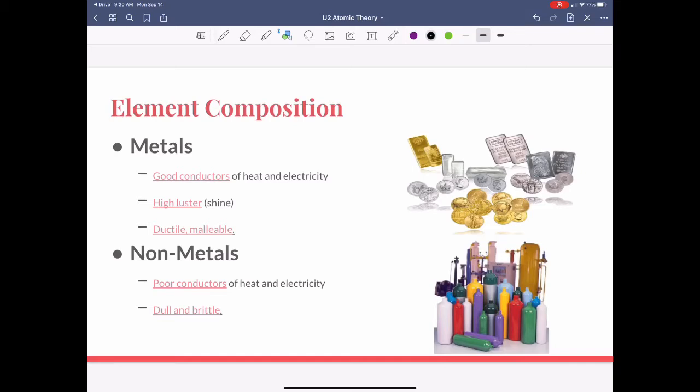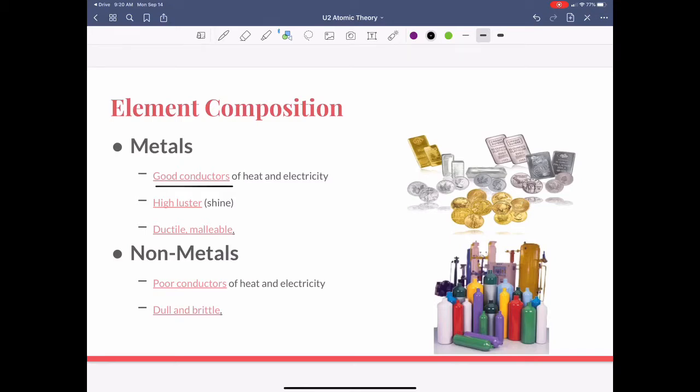All right, so metals, as we should know, are good conductors of heat and electricity. Well, that's why wires are made out of metal. High luster and shine, most all metals are pretty shiny. Ductile and malleable. Ductile just means that you can make it into a wire. Malleable means that it can be bent and molded and shaped into different shapes and structures.